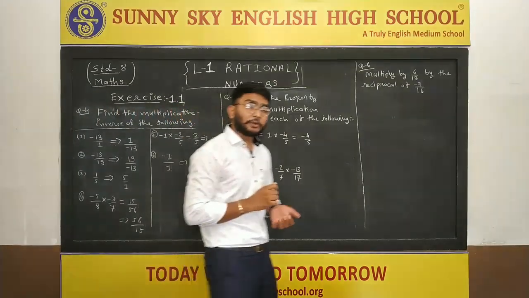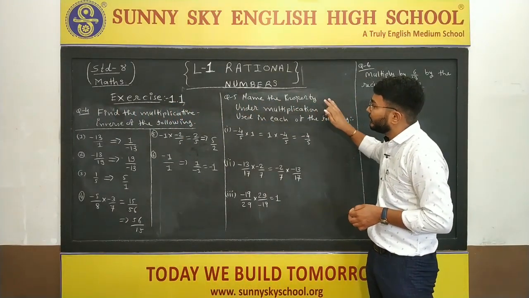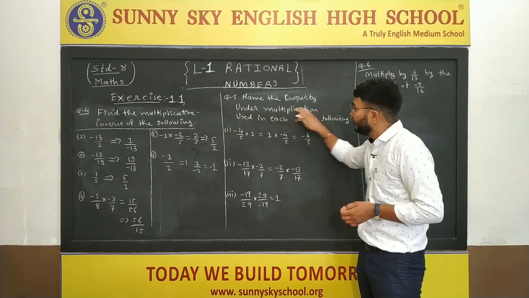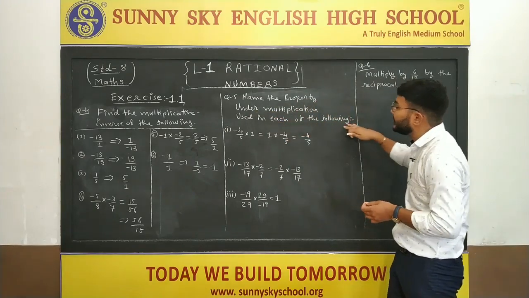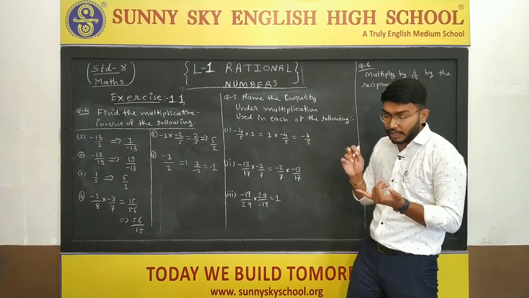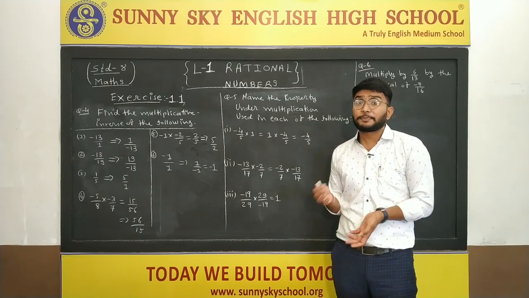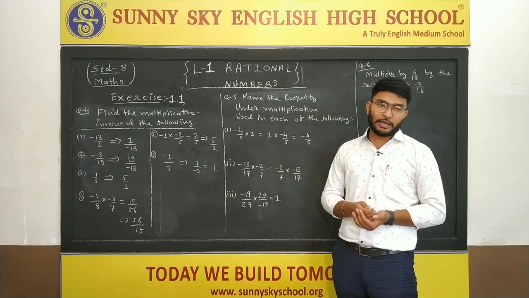See, that was our question number 4. Now question number 5: name the property under multiplication used in each of the following. It means we have to write which property is used here. Associative, commutative, distributive or closure, which property is used there, that we have to decide.